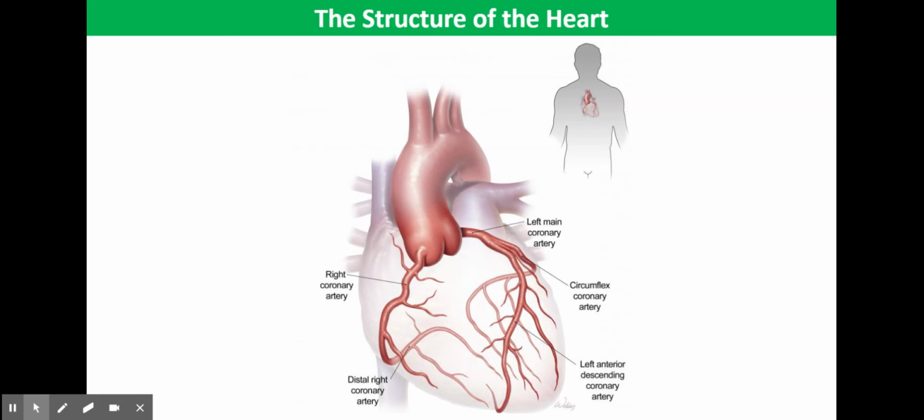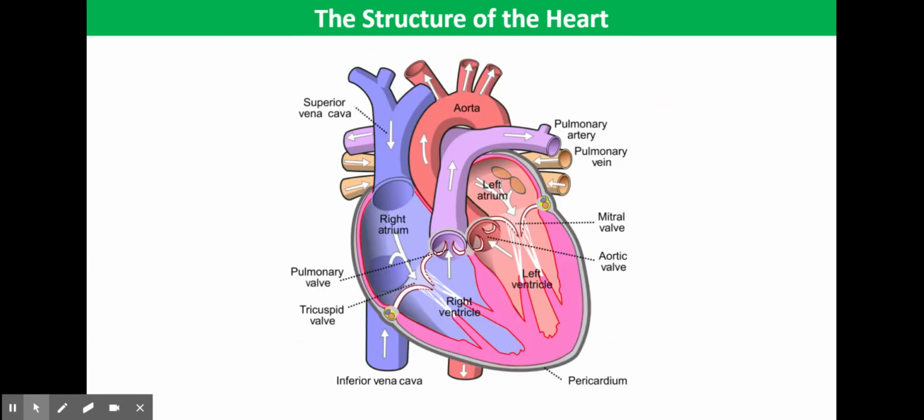At the top of the heart are a number of tubular blood vessels. These are the veins that carry blood into the atria and the arteries that carry blood away from the heart. We're now going to look at the internal features of the mammalian heart.